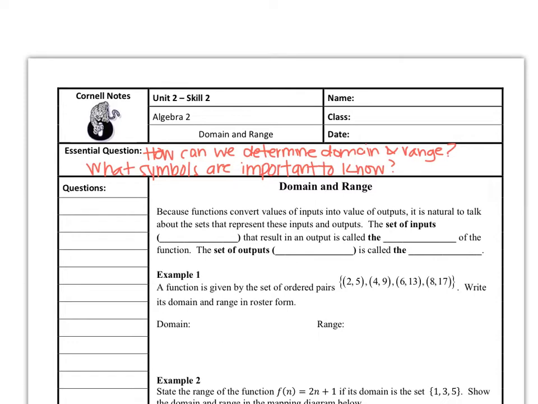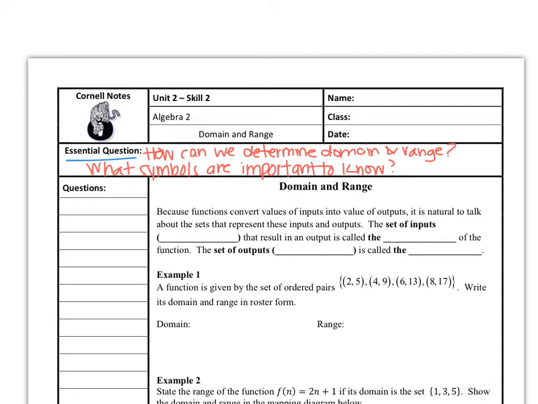So this should be a review for you because you've talked about domain and range back in Algebra 1. I know for some of you it's been a little bit longer than others, but this should be a review. So here's our essential question. How can we determine domain and range? And what symbols are important to know?